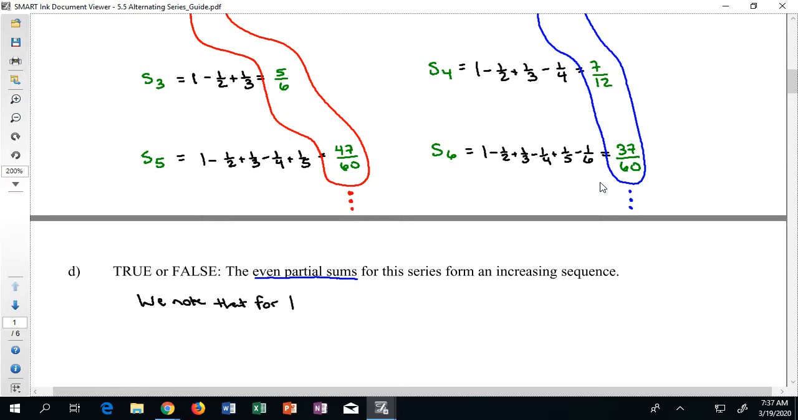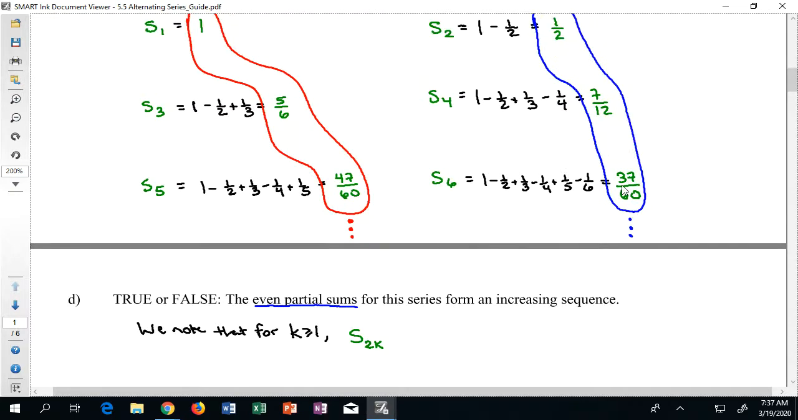that for k greater than or equal to 1, let's suppose I had an S sub 2k. Notice k is just going to be some variable. It's going to tell me which number in the blue list I'm working on, but that's going to correspond to an even partial sum. So I wrote that as double the value of k. Notice then if k is a 1 or a 2 or a 3 or a 4, I always get an even number down there on that index.